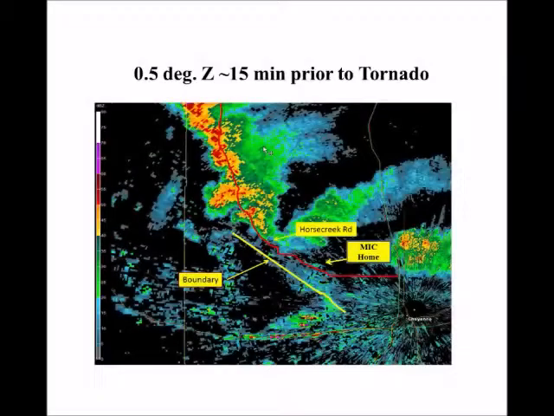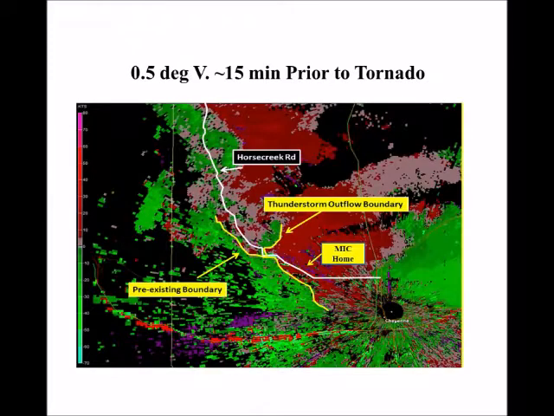So Rob kind of schematically noted this here. This boundary was initially here. We had then the outflow coming from these cells here, and there was earlier outflow from these weak storms to the west. And this is how it looked in terms of velocity about 15 minutes prior to the tornado.